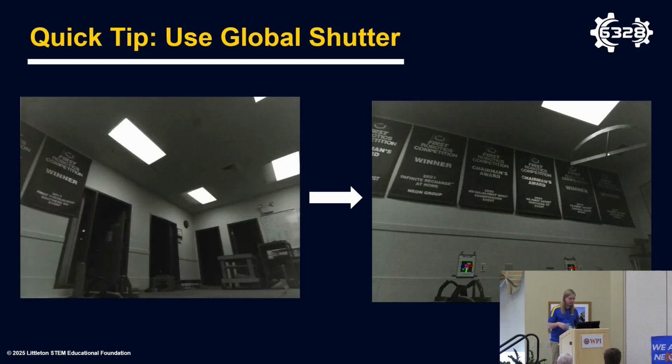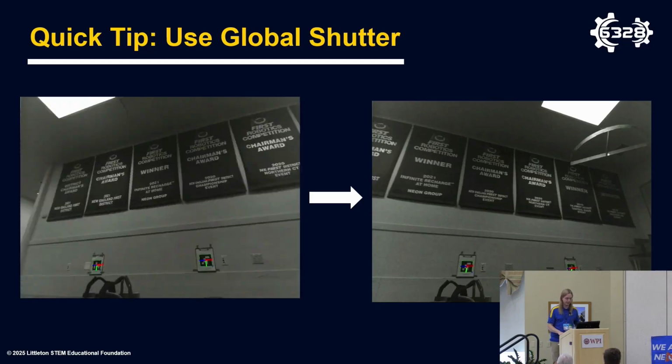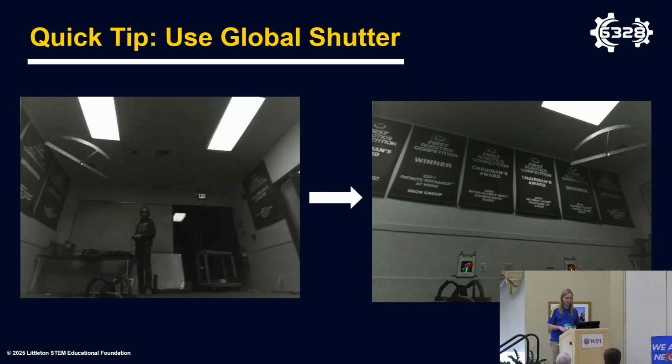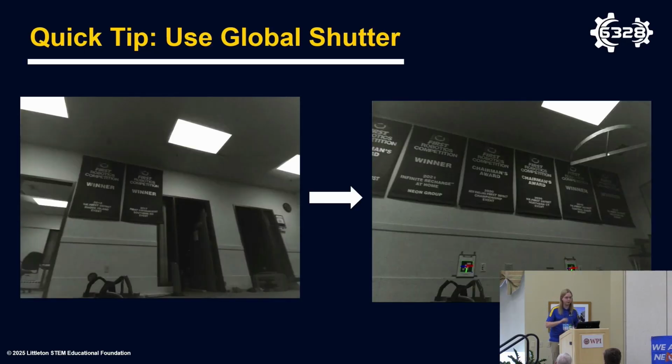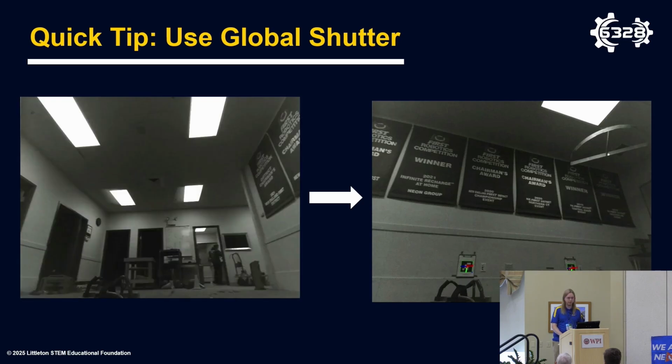And here's an example. We have a robot spinning at full speed on the left there. And from right in the middle of that video, we can capture the clean, undistorted image you see on the right. And we can track all of those April tags just as well as if we were stationary.